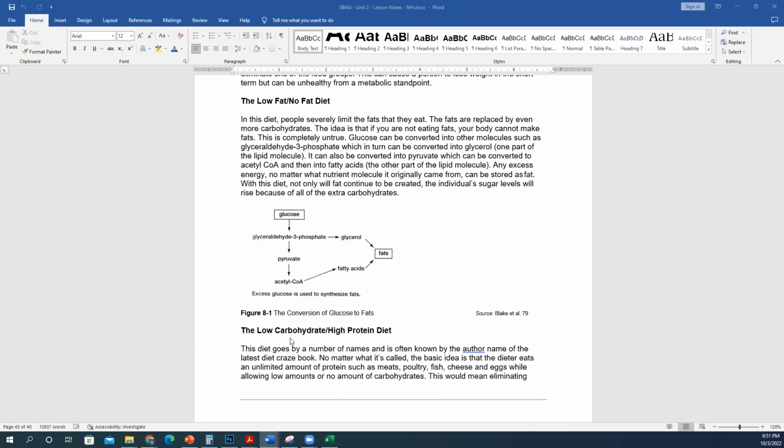So with this diet, not only will you continue to create fat, because although you're not eating fat, you are replacing your dietary needs through carbohydrates. Not only that, but this person's sugar levels will quickly rise because of all the extra carbohydrates that they are consuming. So this diet can be quite problematic.